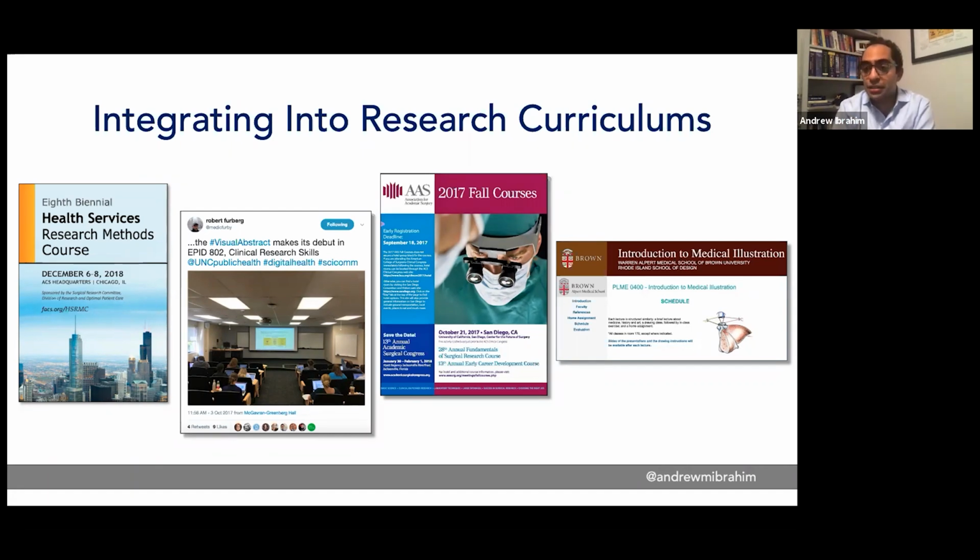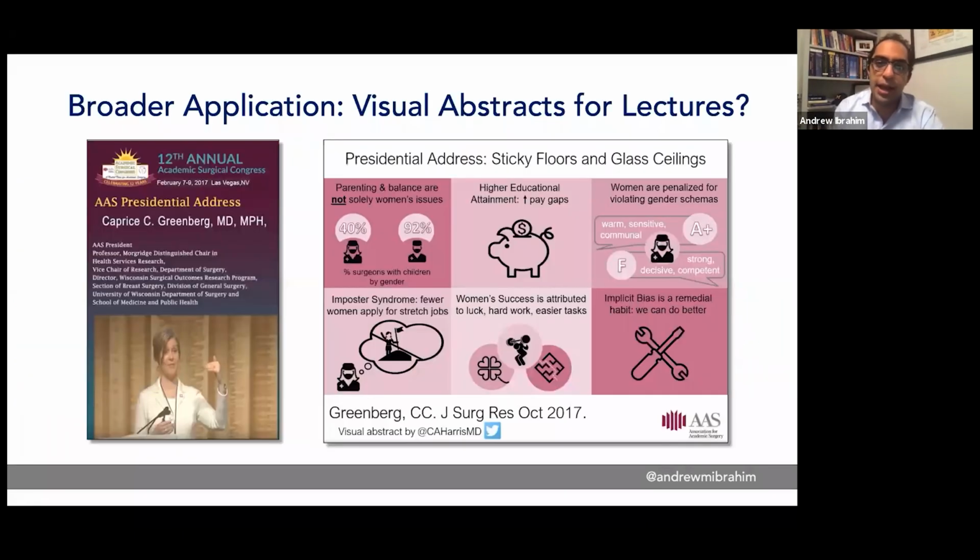At UNC, it's taught in their graduate clinical skills coursework. And at Brown, they have a whole curriculum in design where the visual abstract is also taught. It also has application for lectures. So Dr.